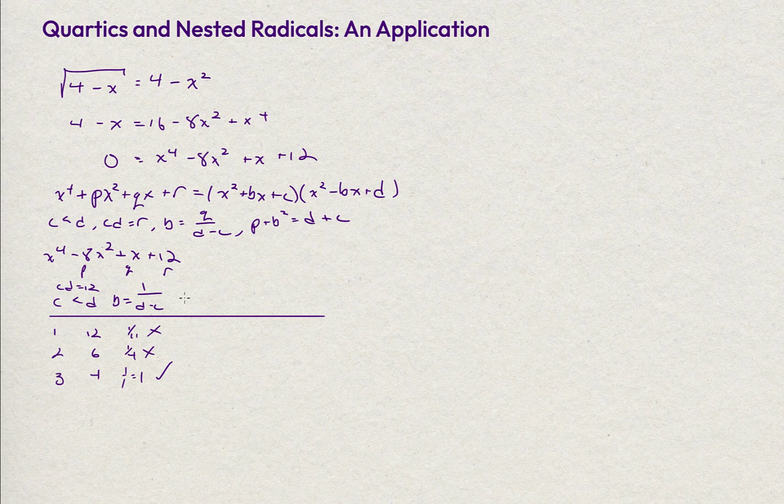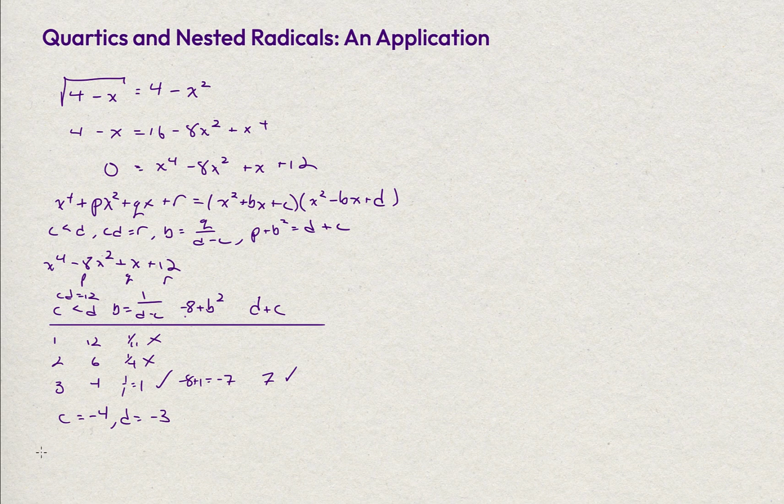So that's our candidate. Now we're going to figure out what p plus b squared is. Well, p is, in this case, negative 8. Negative 8 plus 1 is negative 7. Now, does that equal d plus c? d plus c is indeed 7. Now, again, we're really only concerned that they are equal in absolute value, and so that checks out. And what that means is that d and c are the same sign. That means they have to both be negative. Now, c has to be less than d, so c has to be negative 4, and d is negative 3.